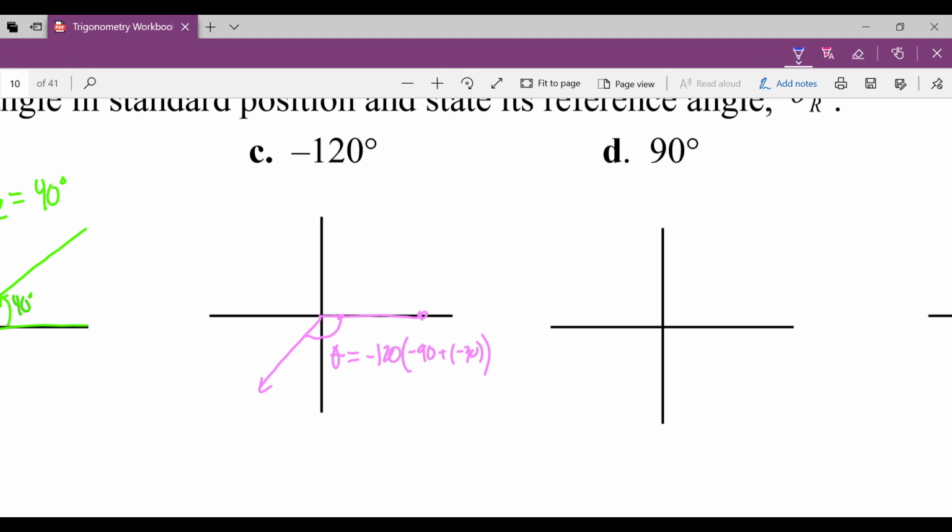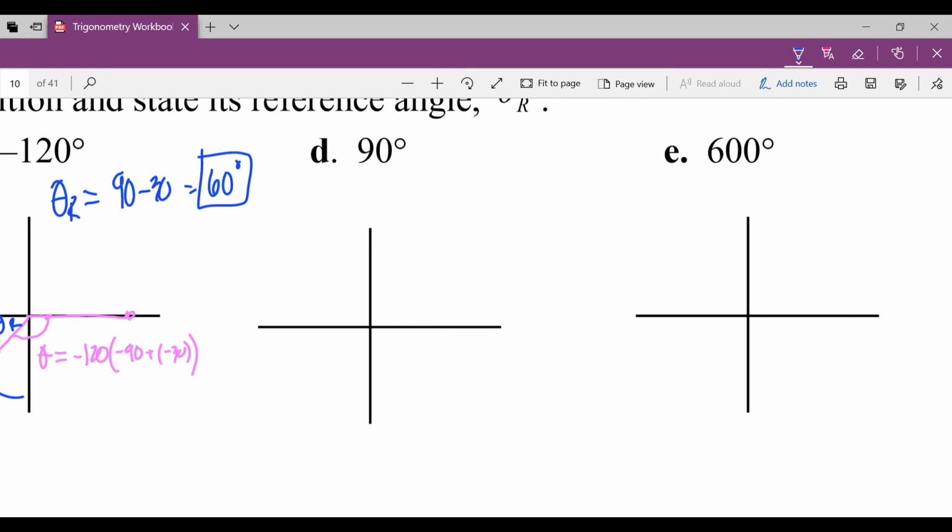Well, the reference angle is measured in a positive direction, so counterclockwise, as an acute angle from the x-axis. This is what we're talking about here, okay? And we'll label that theta r. And so theta r, or the reference angle for negative 120 degrees, is going to be, well, we know that this is 90, so the reference angle is 60 degrees. And that's all there is to it.